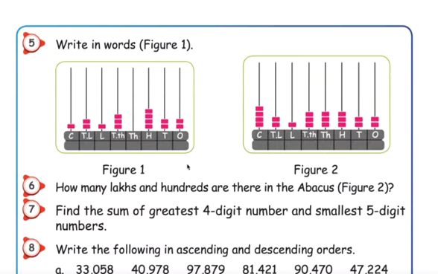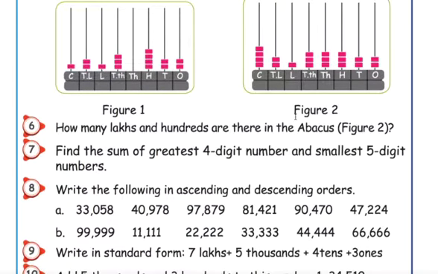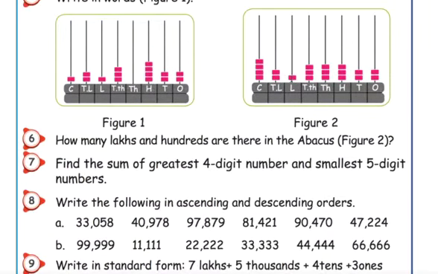Write in words. This you have to write it in words. Okay, this also you have to write it in words. How many lakhs and hundreds are there in the abacus? Figure 2. How many lakhs and hundreds? How many lakhs? 10 lakh, 22. This is 21 lakhs. Okay, hundreds. How many hundreds are there? 1, 2, 3. 3 hundreds. This is not 24 lakh, 1 lakh only. He is asking only face value of lakh. So for lakh it should be 1 lakh only. Hundreds. How many hundreds are there?